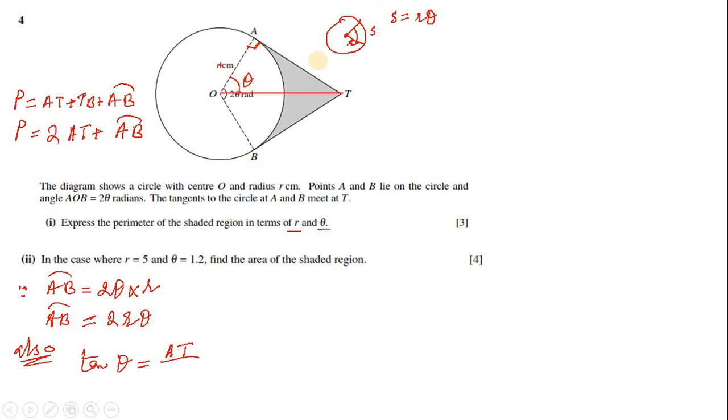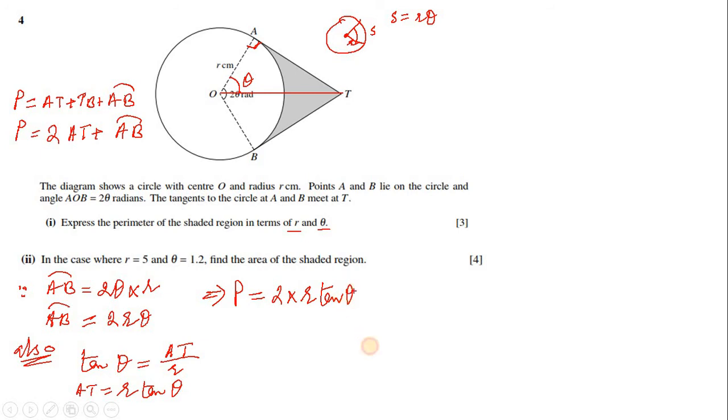So this is the right angle triangle. That's what I'm using here. So this is 90 degrees, hypotenuse, opposite and adjacent. So adjacent is R, meaning AT is equal to R tangent of theta. So now we can figure out perimeter P, which is twice of AT, and AT is R tangent theta.